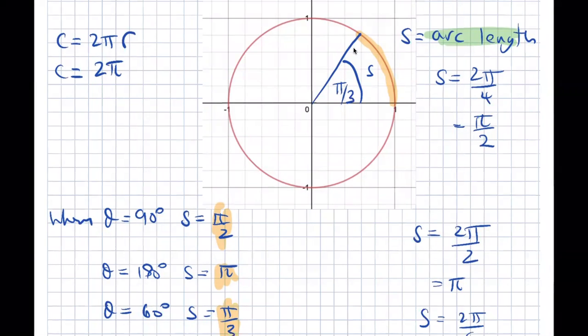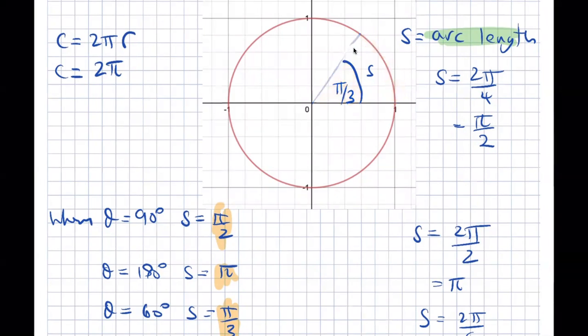A radian can be defined like this: when I've got a unit circle with a radius of 1, the arc length is exactly the same as that angle. And so here, the angle in radians is pi over 3, which is the same as the length over here. So let's have another look at another situation.